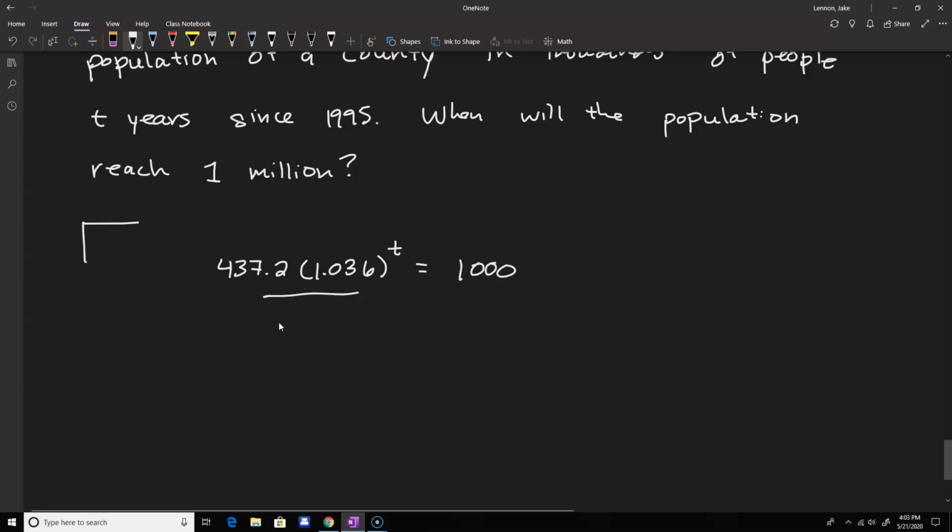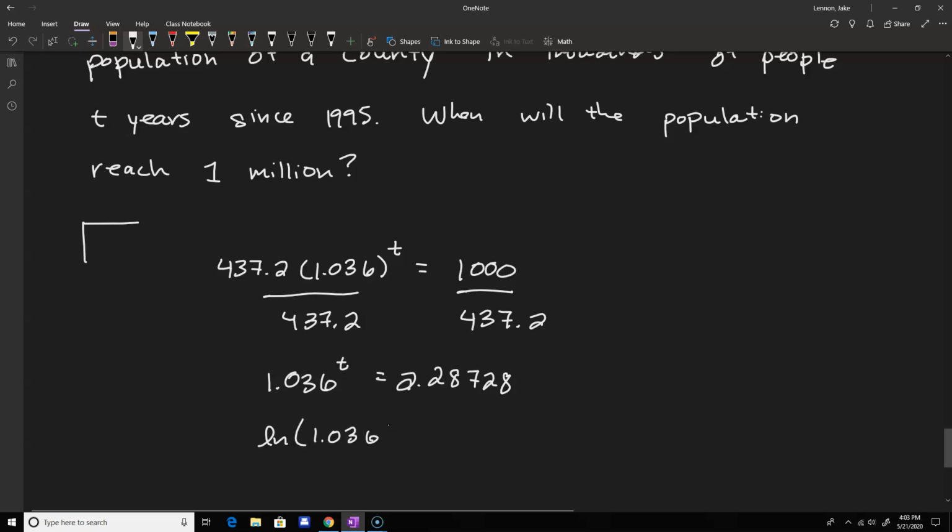So we start by dividing both sides by 437.2. And we're left with 1.036 to the t power is equal to, let me just write this down as a decimal, 2.28728. If you punch that into your calculator, then just take logs of either side and apply the properties to solve. I'm going to use natural log. You can use common log, it doesn't matter. I like to use common log for writing because it's one fewer letter, so it's more efficient to write.